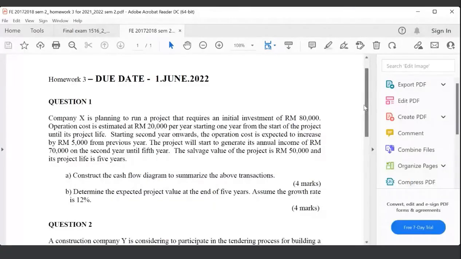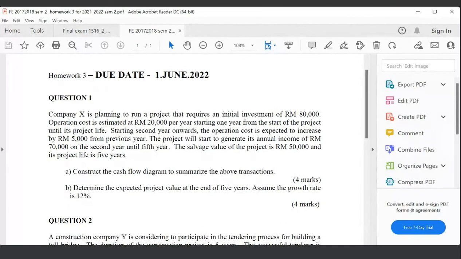Alright, for question number one, this is actually a capitalized project problem. You can solve this question based on what we have covered so far. Does the question mention perpetually? Can you see the question? Okay, let me go back a bit.